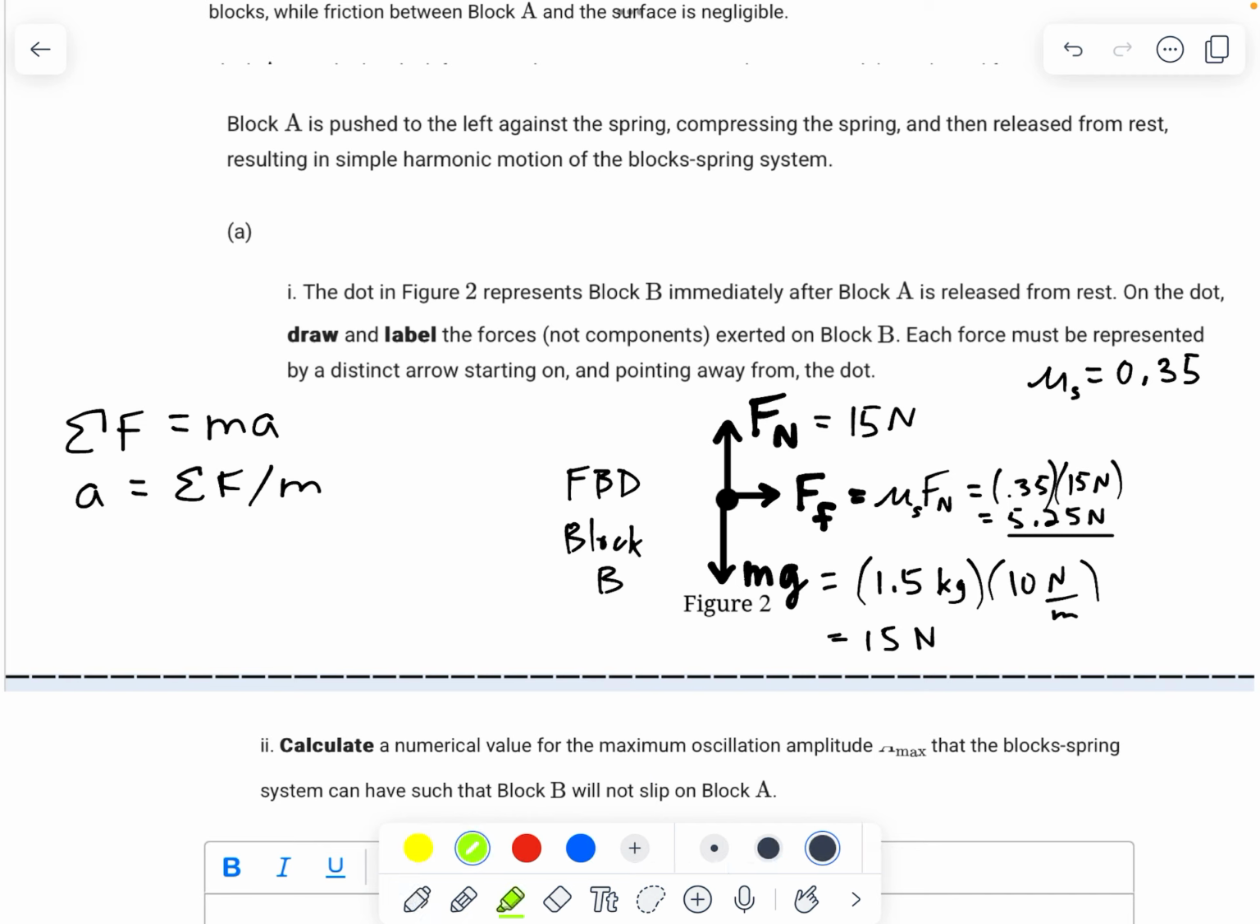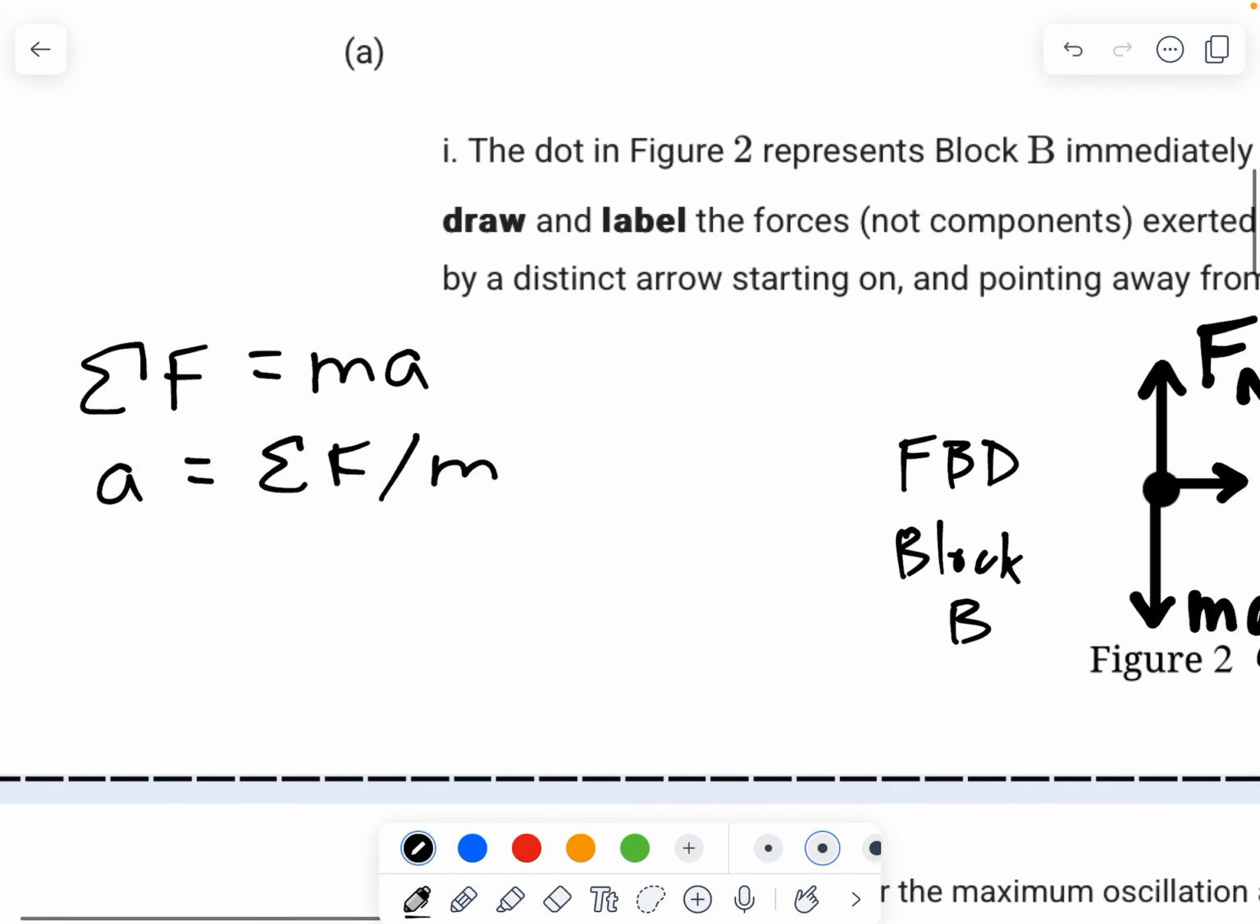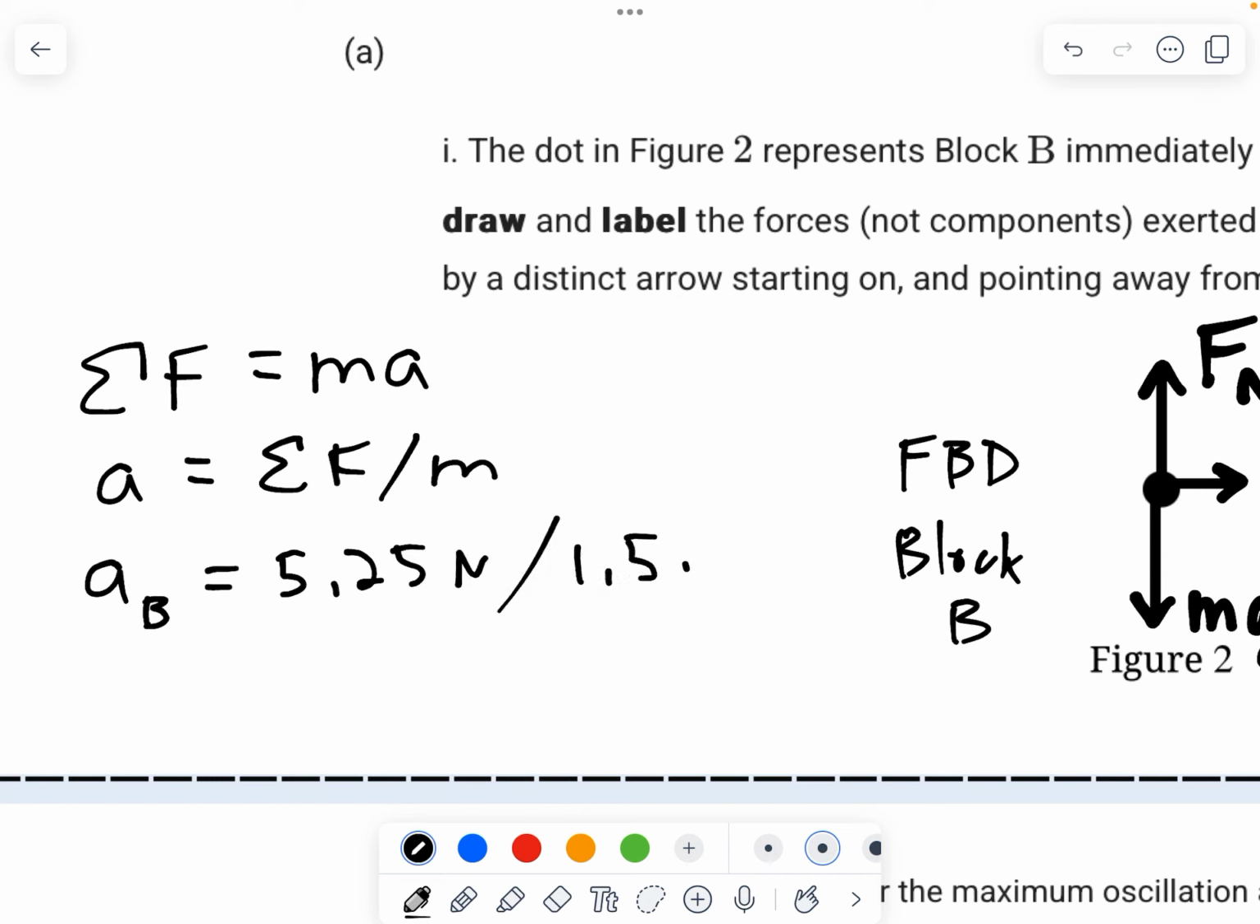Well, these forces cancel out, and the net force is simply the 5.25 Newton force to the right. That is the net force experienced by block B when block A is released from rest. So let's calculate that acceleration for block B. That would be the net force on block B divided by the mass of block B. Oops, that should be kilograms.